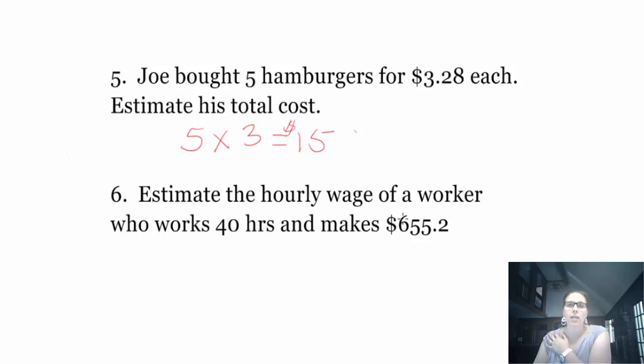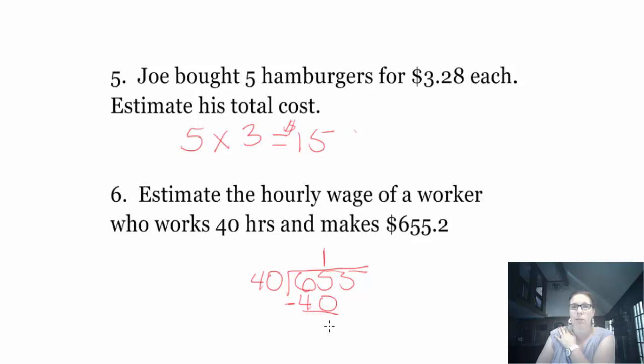Number 6, this is our last one. Estimate the hourly wage of a worker who works 40 hours and makes $655.20. Okay, well, let's see. I might have to do a little work here because I don't know what goes into $655, but let's round it to $655. Does 40 go into that evenly? We will see. So 40 goes into $655 one time. So we subtract. You have to do some long division.